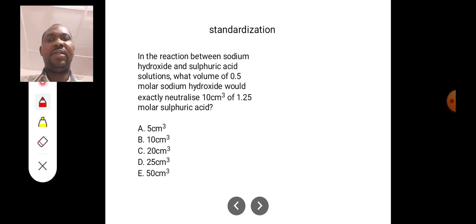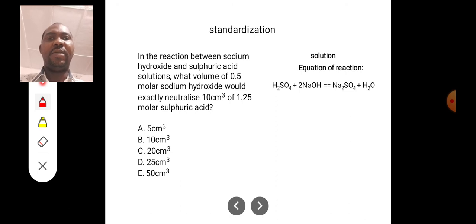From the question, it is obvious that the reaction is between sodium hydroxide and sulfuric acid. So let's see a solution here. We have to write the equation of the reaction first: H2SO4 reacting with sodium hydroxide, that's a balanced reaction, giving Na2SO4 plus H2O. That's the first thing we must do whenever we encounter this. You can check one of my videos on how to write and balance chemical reactions.